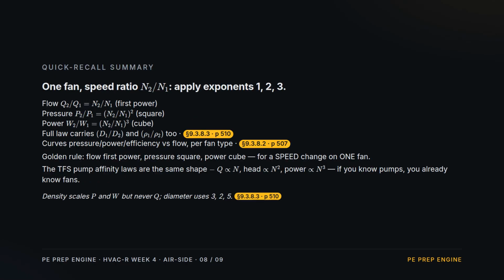Quick recall. For a speed change on one fan, apply the exponents 1, 2, 3. Flow with the first power of the speed ratio, pressure with the square, power with the cube. The full printed law also carries the diameter and density ratios. Fan curves plot pressure, power, and efficiency against flow for each fan type. And if you already know the pump affinity laws from thermal fluids, fans are the same shape: flow with speed, head with speed squared, power with speed cubed.